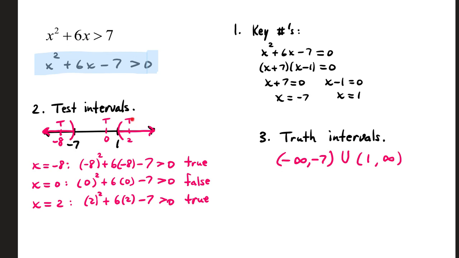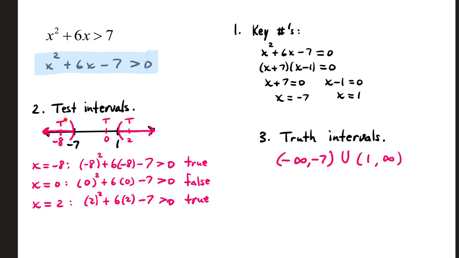And then the third interval, I just picked a 2. Any number larger than 1 will work. 2 subbed into the highlighted statement. 4 plus 12 minus 7 is positive. That's greater than 0. That's true. This time we have true statements on the first and third intervals.